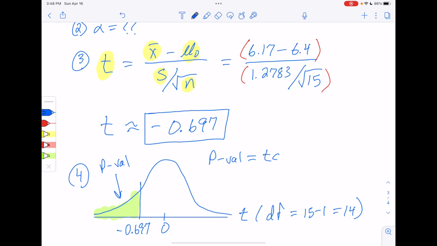For a t-curve, we'll use TCDF. Our left-hand boundary is all the way forever to the left, so negative infinity. Our right-hand boundary is right here, negative 0.697. And then we need to squeeze in our df also, which would be 14. And then we can go to the calculator, and whatever we get right there will be our p-value.